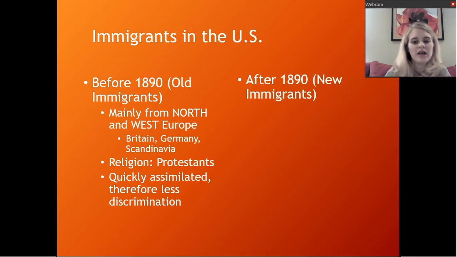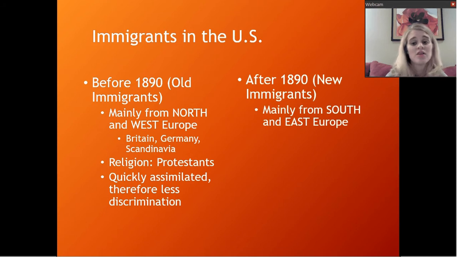However, after 1890, there is a shift in immigration, and this is the new immigrants. So from your chart just a second ago, you should have seen that most of the people who come to the United States after 1890 are from Southern and Eastern Europe, okay? So these are going to be places like Italy, Ireland, which Ireland is technically Northern Europe, but it's a special case, so come back to that.